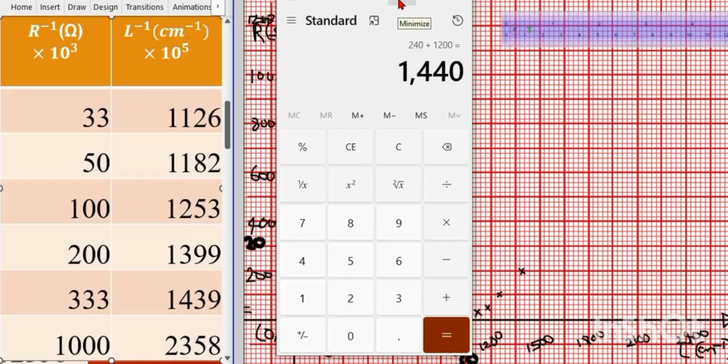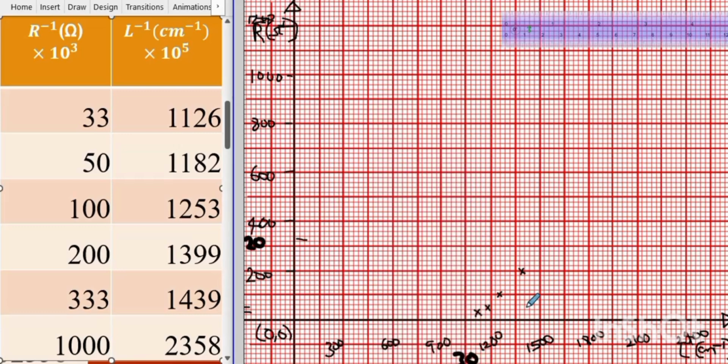That's on the 8th, right? 8 times 30 plus 1200. That's 1440. That's on the 8th line. The 8th line. Then we have 1000.